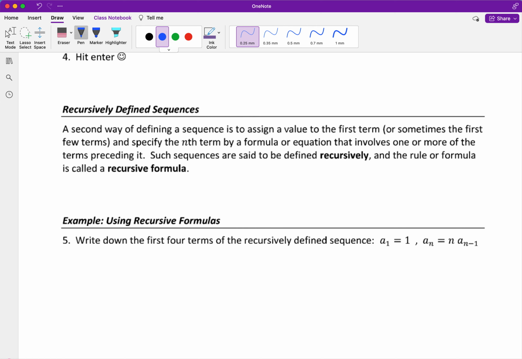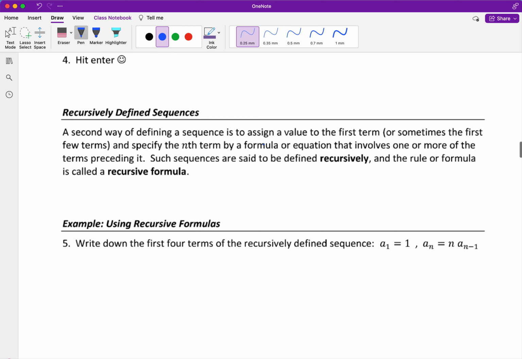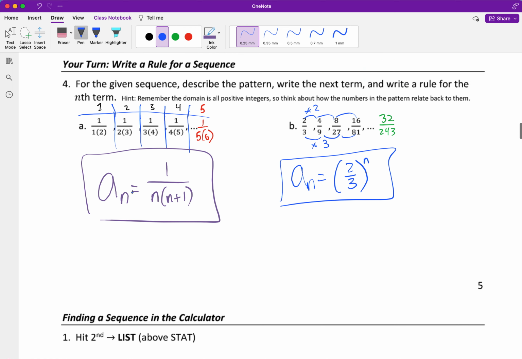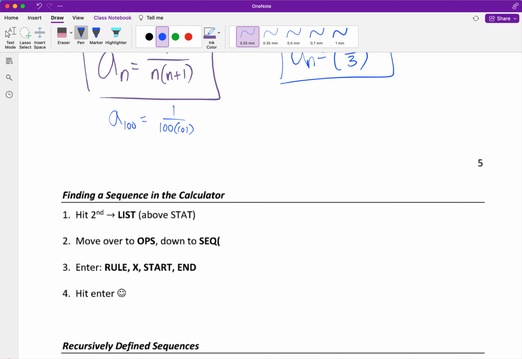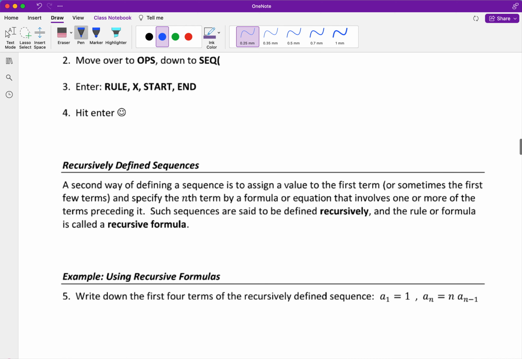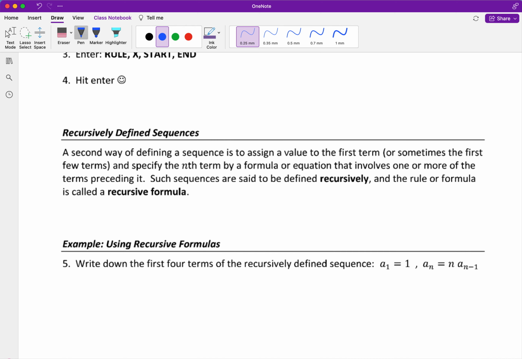All right, next one we got is a little bit confusing. And we have what's called recursively defined sequences. So up above, when we had these ones, like let's say that we were in this one, if I asked you, hey, what is A100? You would be able to say, hey, that's going to be 1 over 100 times 101, and then whatever that is. And that was easy for you to do. And that's called an explicitly defined sequence. There's these other type that are called recursively defined.